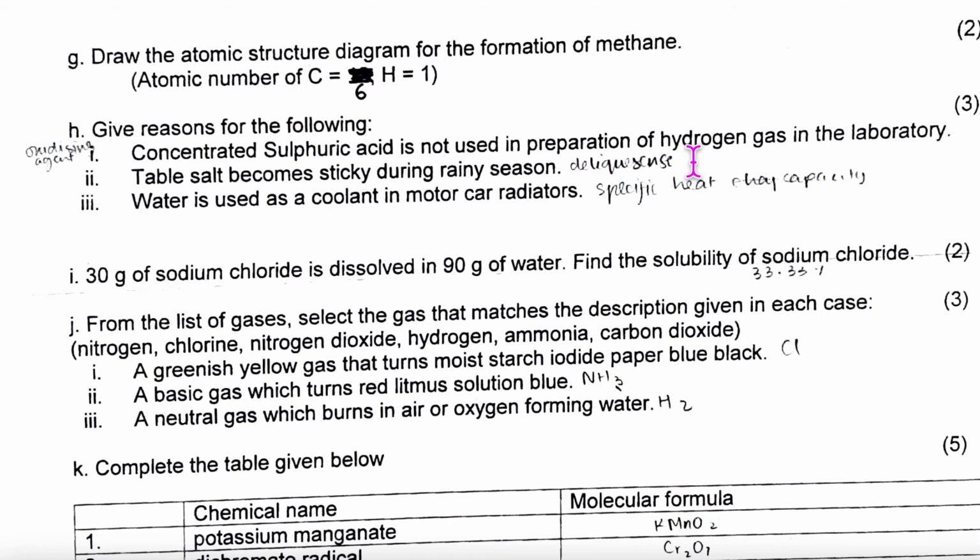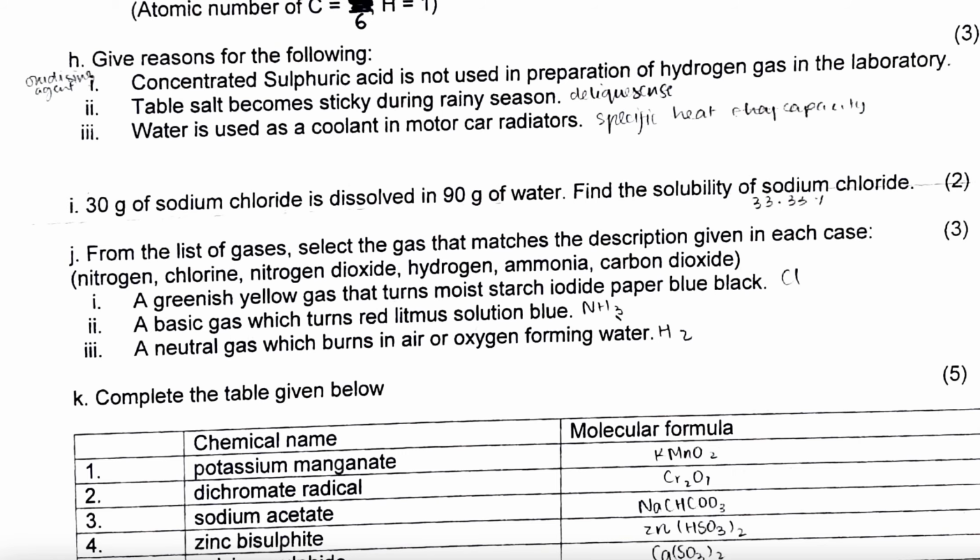Give reasons. What is the give reason? Concentrated sulfuric acid is not used in the preparation of hydrogen gas. Concentrated sulfuric acid. Now we use dilute sulfuric acid or dilute HCl, but not HNO3 and not concentrated. What is the reason? This will be the same as nitric acid. Why is nitric acid not used?